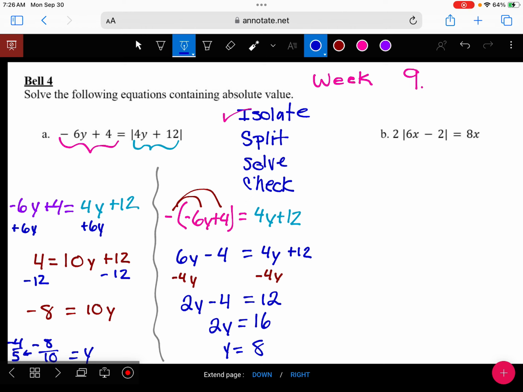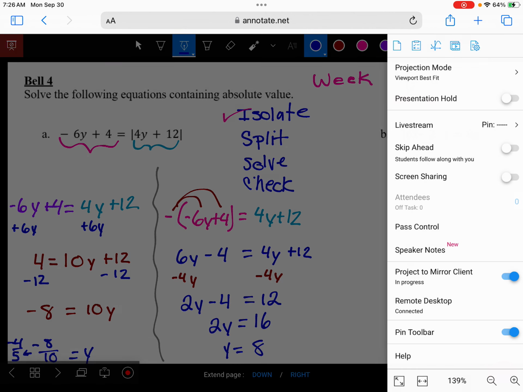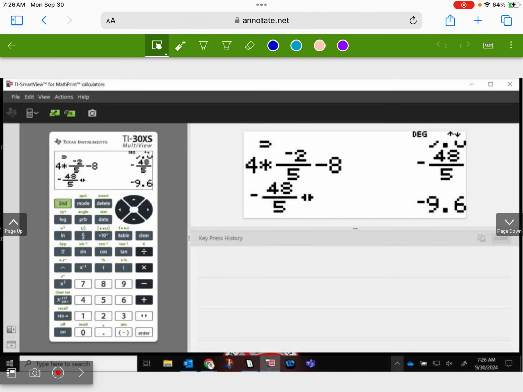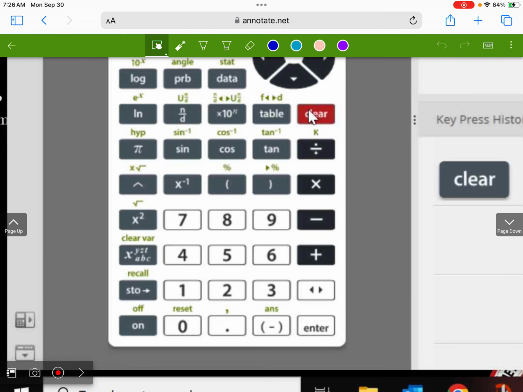All right, let me grab my calculator so that we can check this together. Because I'm pretty sure one of these isn't going to work. All right. So let's check this one. I'm going to start with the 8 just because it is easier to type in. We're going to have our negative 6 times 8 plus 4. So that was my left-hand side. And we want to know if that equals the absolute value of 4 times 8 plus 12.